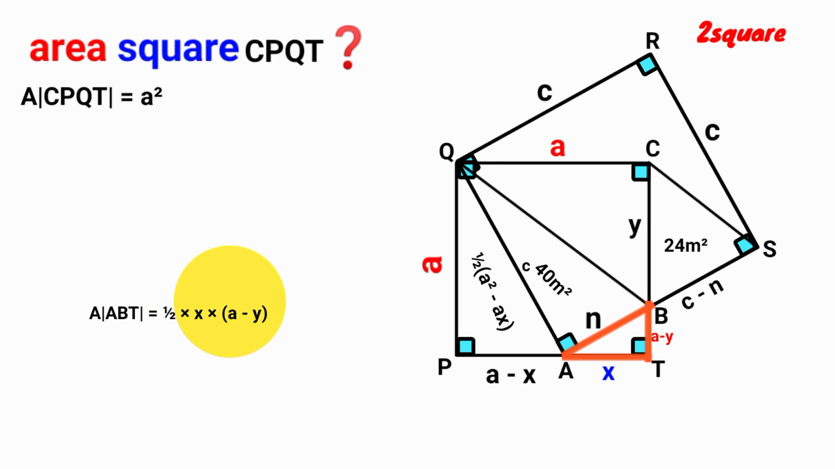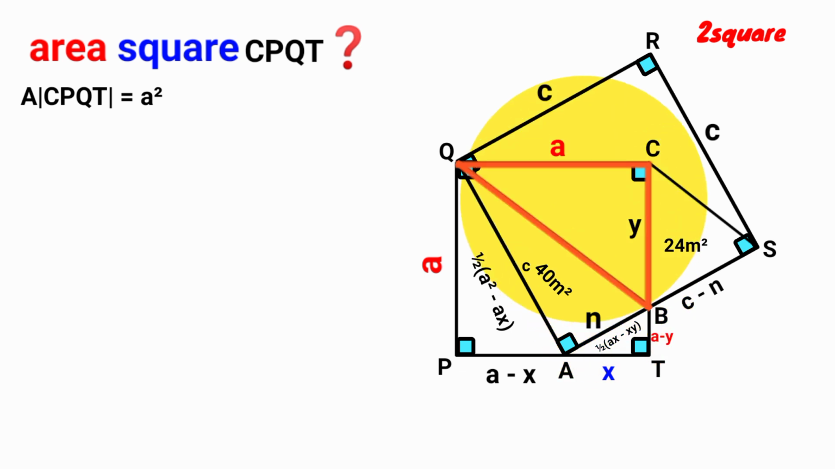X times A minus y is x times A plus x times minus y. X times A is AX and x times minus y is minus XY. So it is AX minus XY. Now area of triangle ABT equal to 1 over 2 into bracket AX minus XY. So the area of this triangle is 1 over 2 into bracket AX minus XY.